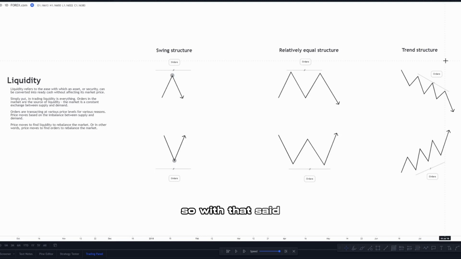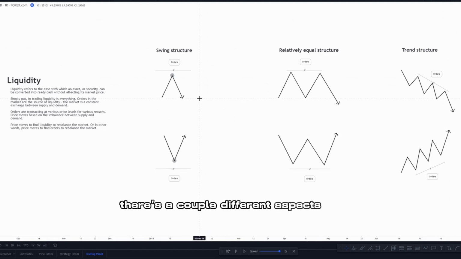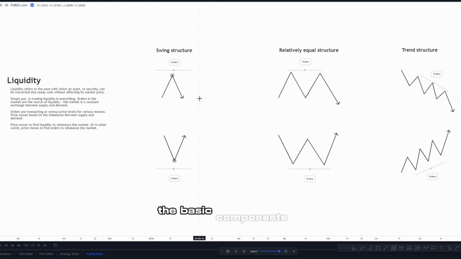So with all of that said, there's a couple different aspects of liquidity. It goes much deeper, but these are more so the basic components of liquidity that we'll be focusing a lot of our attention on as we navigate the charts and as we continue to move forward.